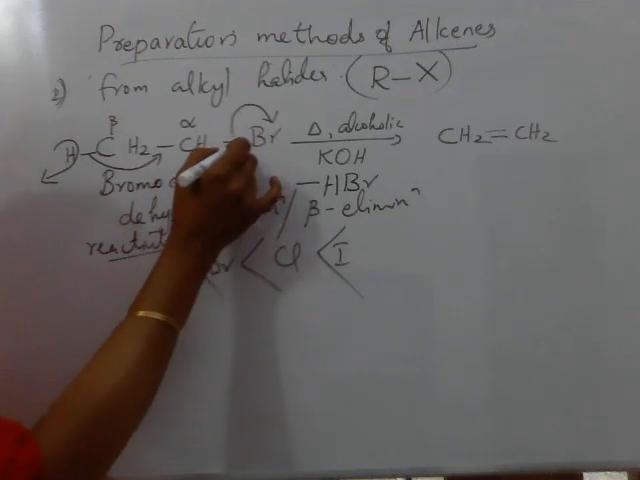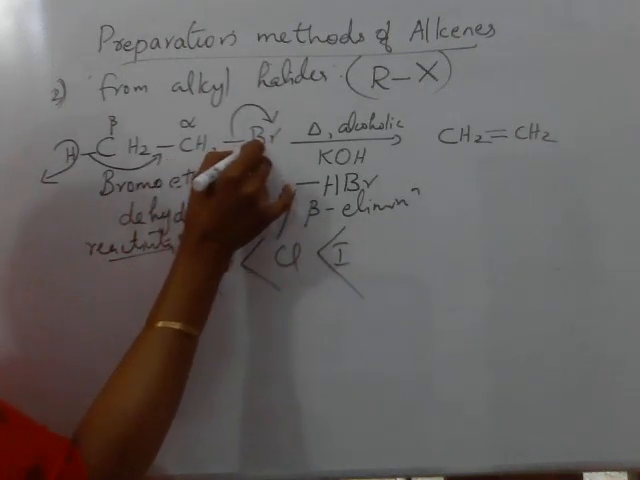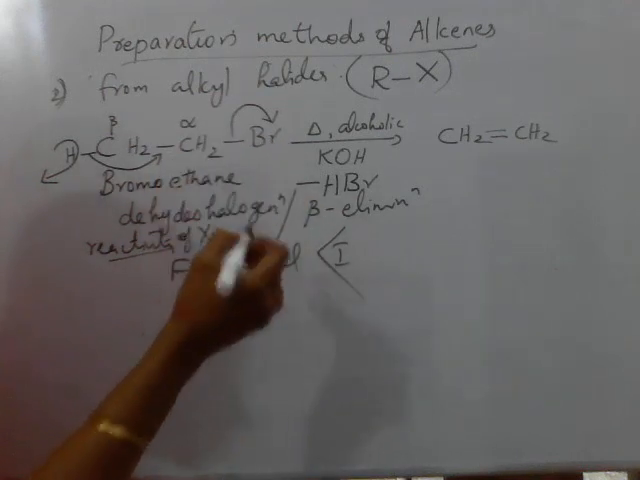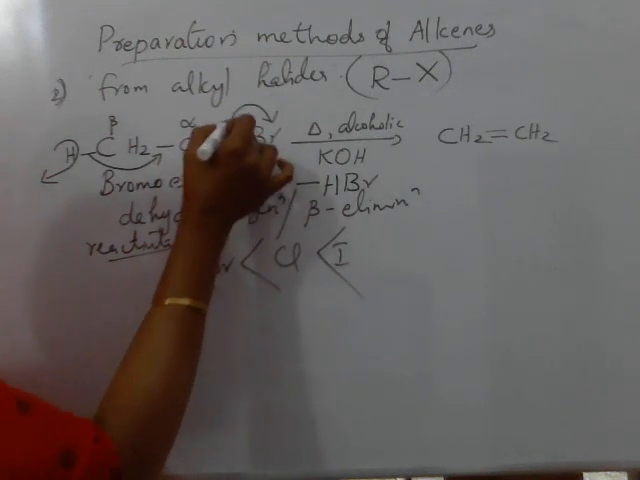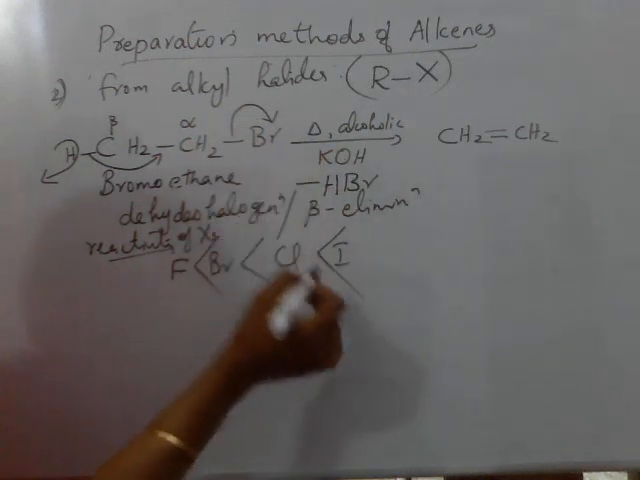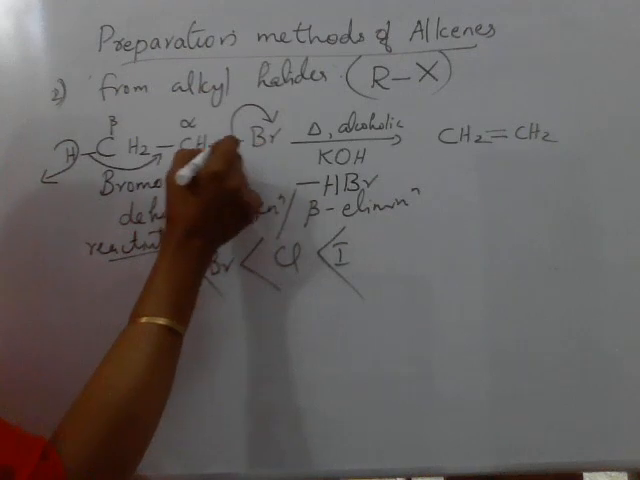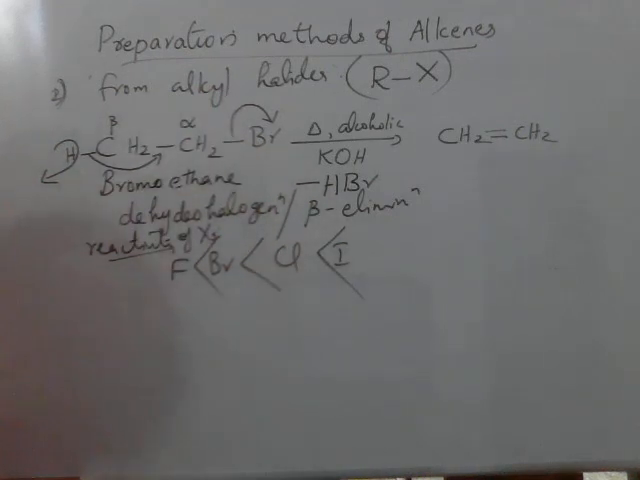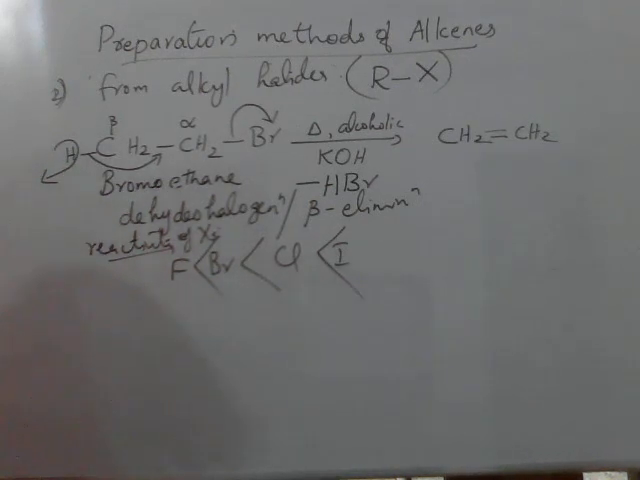be broken. So if iodine is the halogen present, the carbon iodine bond is very weak. Iodine is larger in size, less electronegative, so this bond breaks very easily if iodine is present. But if fluorine is present, the bond is very strong, so difficult to break. Fluorides are less reactive, but iodides are most reactive towards beta elimination reaction.